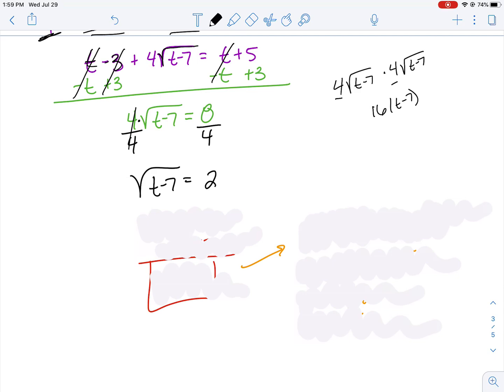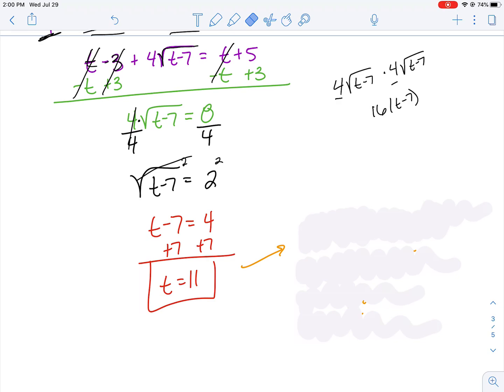Now, I can see that my radical is by itself. So what I can do is get rid of the radical by squaring both sides. Remember, the square and the square root cancel each other out, and I'm left with t minus 7 equals 4. I can add 7 to both sides, and I end up getting t equals 11. No matter which technique you used, you should have gotten the same answer.